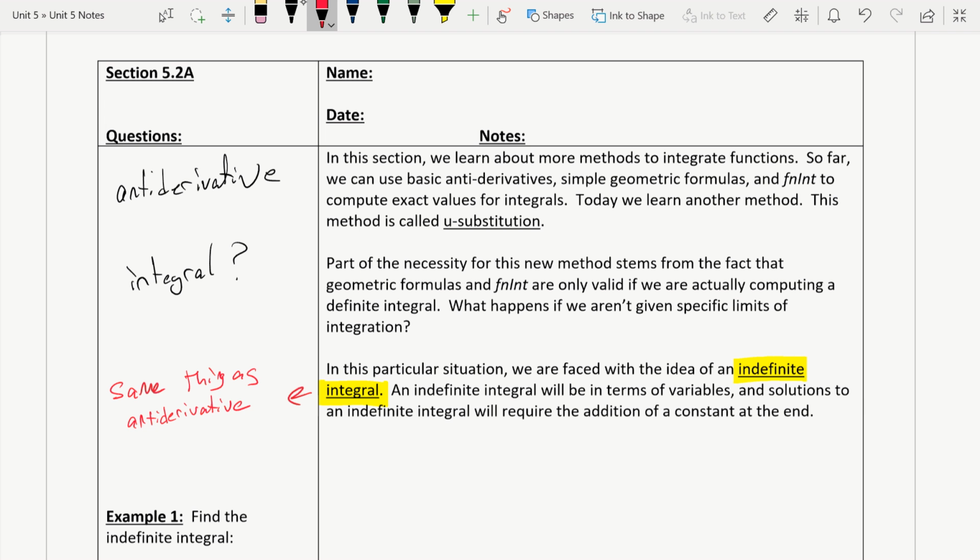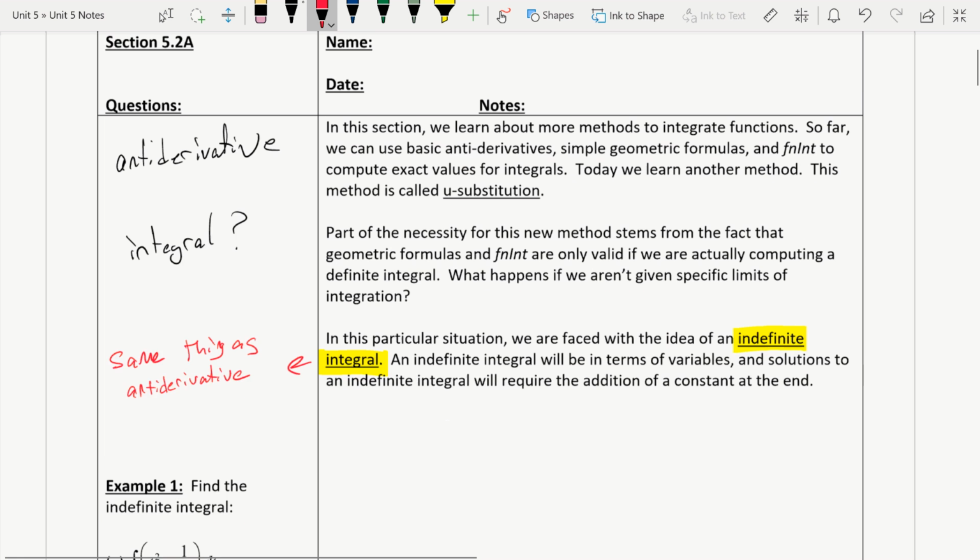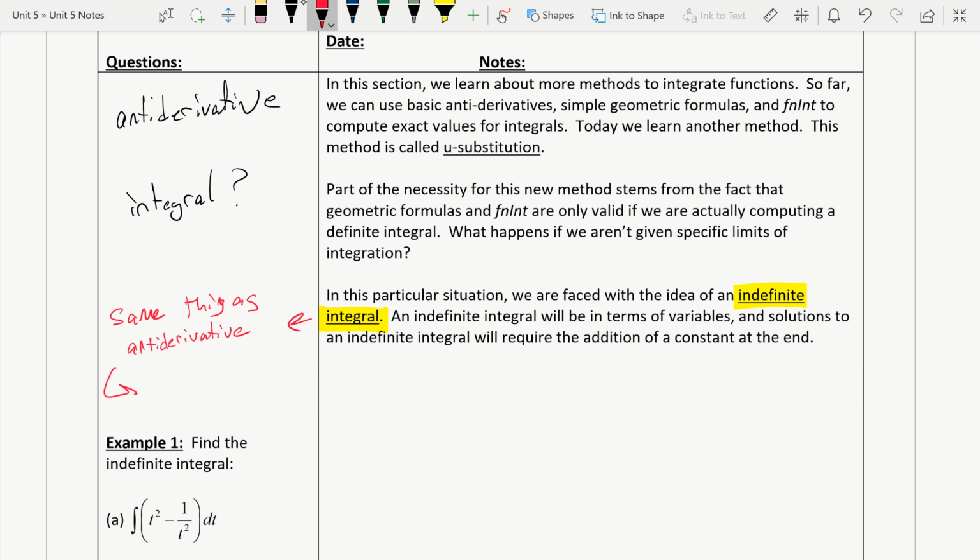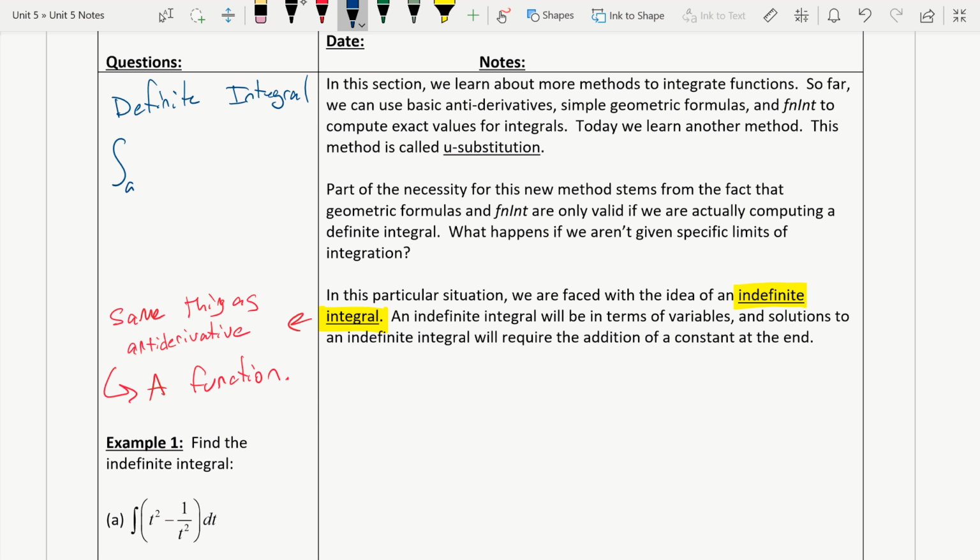An antiderivative or an indefinite integral is a function. This function represents the area of another function, but on its own, it is a function. A definite integral is one where you do have limits, from a to b, of a function. This always equals an area or a number.